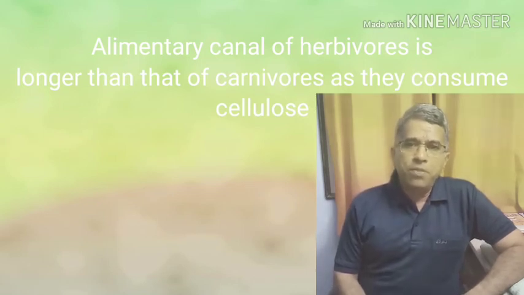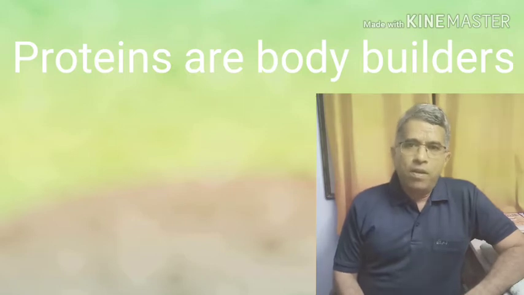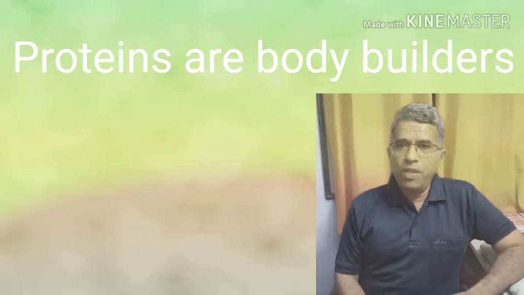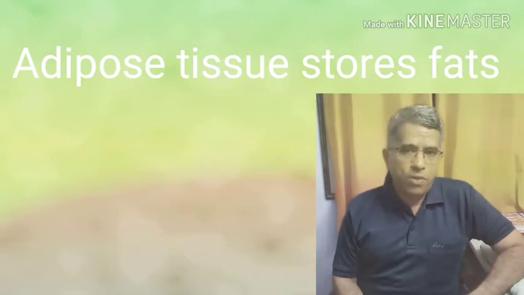Normally, any diet or any food includes proteins, carbohydrates, lipids, minerals, vitamins, and water. Proteins are called bodybuilders, whereas carbohydrates serve as an immediate source of energy. Lipids or fats act as energy depots. That means fats store energy. This energy is stored in the specialized tissue called adipose tissue.